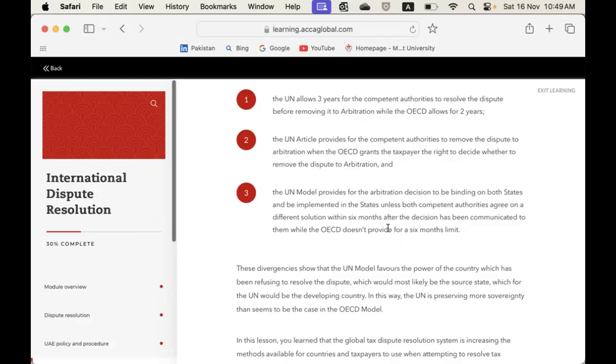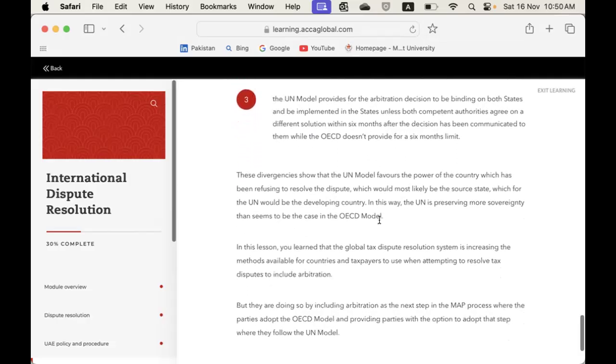Again, I'm going to go through it again. The UN model provides for the arbitration decision to be binding on both states and be implemented in the states unless both competent authorities agree on a different solution within 6 months. So that's a very interesting point. Although the arbitration is over, we came to a conclusion on the arbitration. But in 6 months after the arbitration decision has been made, if both states come to a different conclusion, something better, then the decision and the decision was communicated, then they can resort to that alternative method. But the OECD framework does not provide for the same.